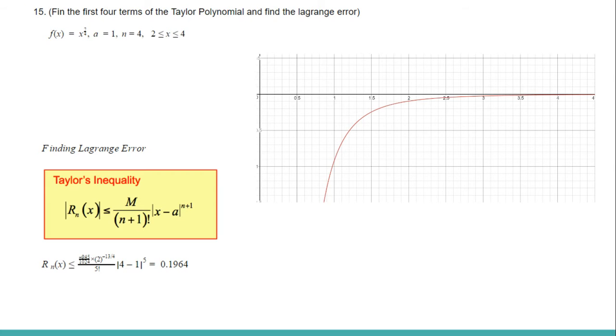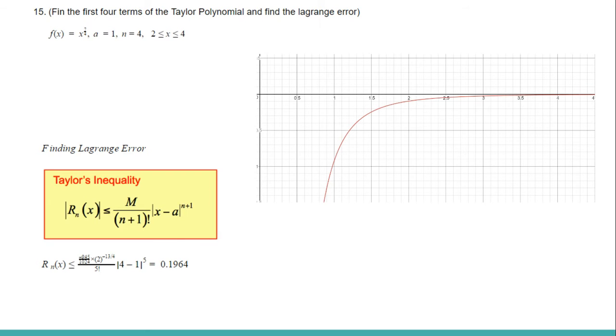Okay, the M value in this is the maximum absolute value of the n plus 1 derivative of x, which is graphed right here. So you can see that at x equals 2 right here, the absolute value is much greater than at x equals 4. You can just see this from visually graphing it. Normally, for Taylor inequality problems, you are going to be given a calculator, which is very, very helpful. Okay, so right here you can see that the absolute value of f to the n plus 1 at 2 is greater than it is at x equals 4.